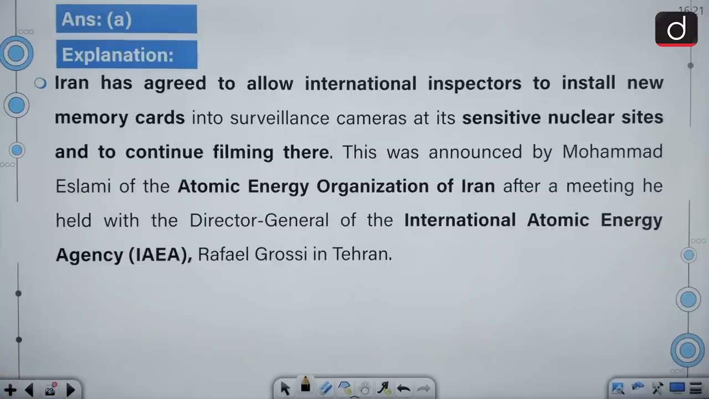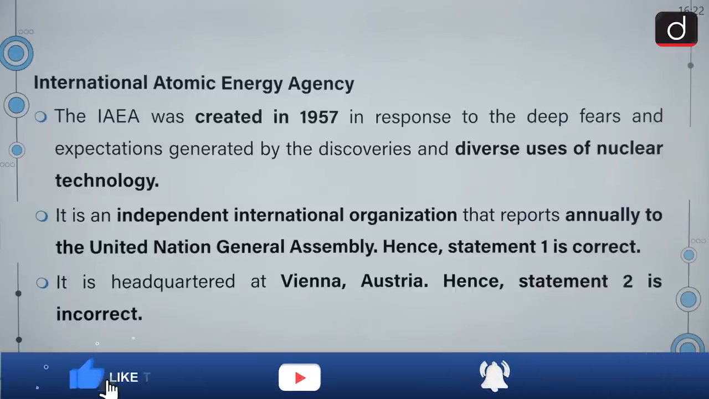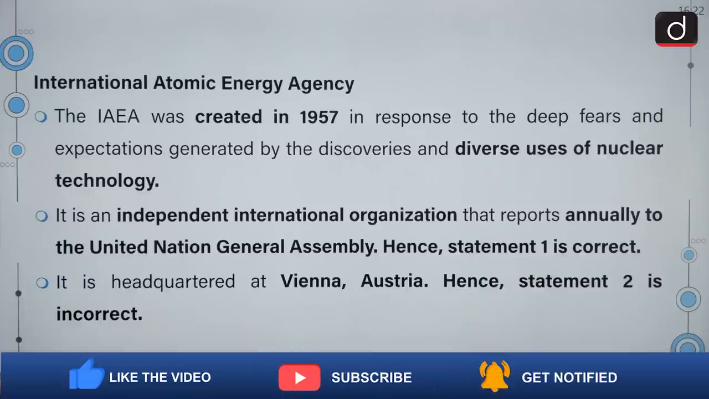Iran has agreed to allow international inspectors to install new memory cards into surveillance cameras at its sensitive nuclear sites and to continue filming there. This was announced by Mohammad Islami of the Atomic Energy Organization of Iran after a meeting he held with the Director General of the International Atomic Energy Agency, Rafael Grossi, in Tehran. So, the IAEA was created in 1957 in response to the deep fears and expectations generated by the discoveries and diverse uses of nuclear technology. It is an independent international organization that reports annually to the United Nations General Assembly, that is UNGA, and it is headquartered at Vienna, Austria.